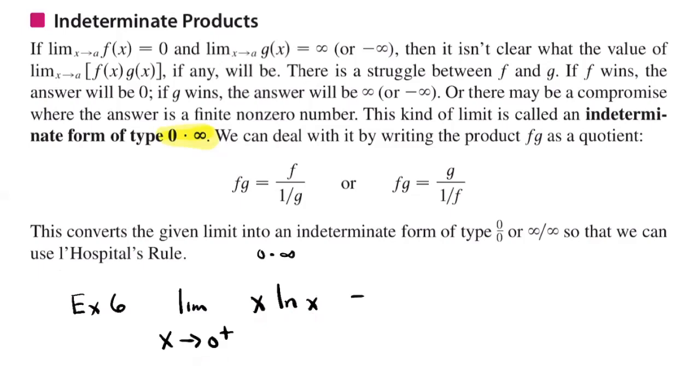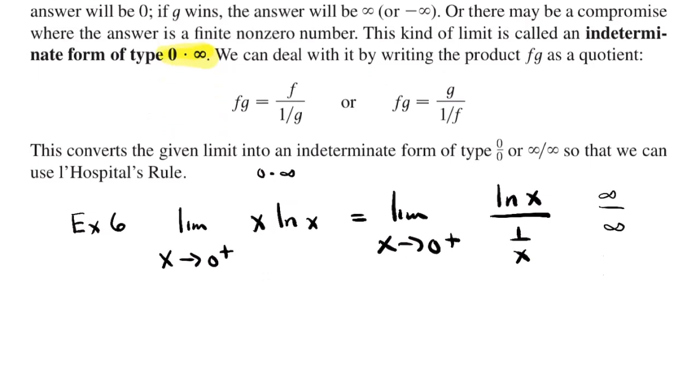So how I'm going to handle this is I'm going to rewrite this limit. I'm going to say it's the limit as x goes to 0, and instead of x times log x, I'm going to write it as log x divided by the reciprocal, 1 over x. Algebraically, multiplying by x and dividing by 1 over x are the same thing. And now this is an infinity over infinity form as x goes to 0 from the right. So now we can take the derivative using L'Hopital's rule.